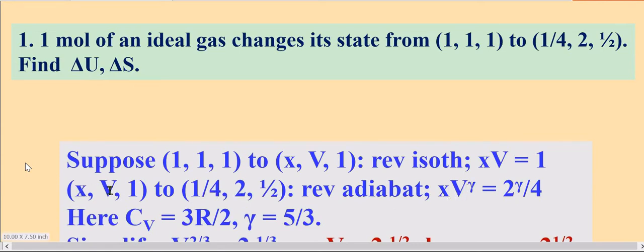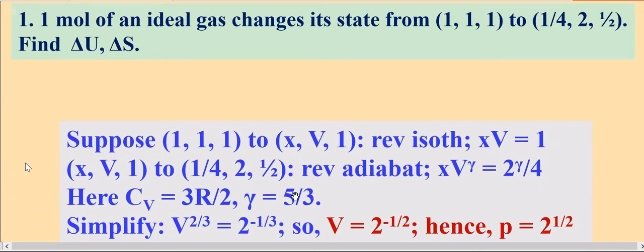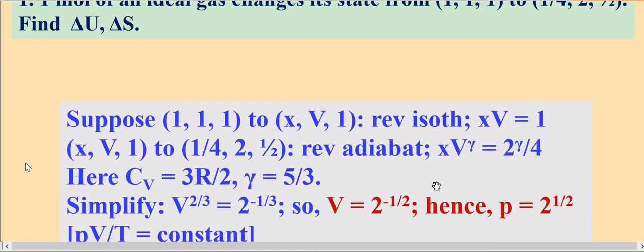X v to the gamma is equal to 1/4 into 2 to the power gamma, so 2 to the power gamma by 4. And this is an ideal gas, so Cv is 3 by 2R and gamma is 5 by 3, as we know. So you now simplify. Xd is 1 and this is one relation. This is another relation. Gamma is known. X and V are two unknowns. You have two equations, so you can easily solve.